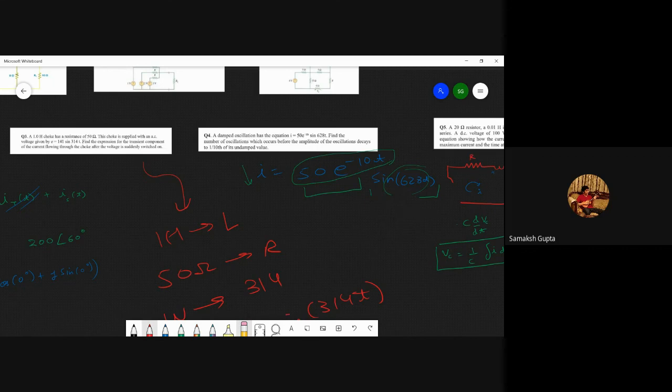So what they're asking is that we need to find the number of oscillations which occur before the amplitude of the oscillation decays to 1/10 of the value. Right now the amplitude is 50. So they are asking when will this change to 5? I mean, after how many oscillations will this amplitude become 5? Does anyone have any idea how to do this?